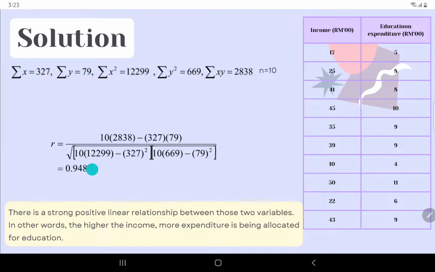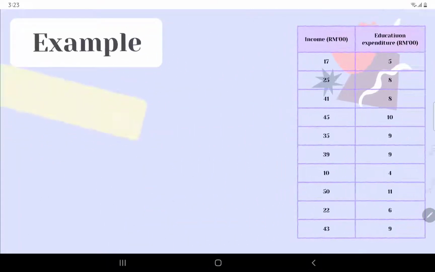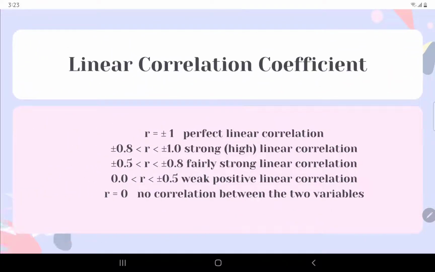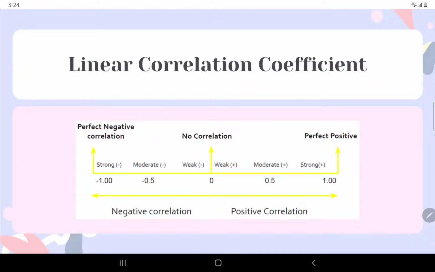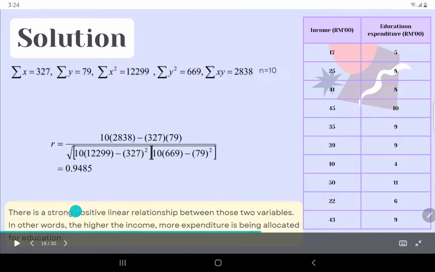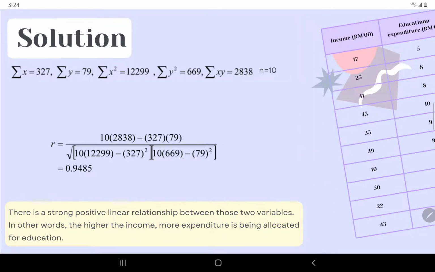Okay, kita tengok 0.94 tadi. Okay, 0.94 tadi kat sini. Okay, dia adalah strong positive linear relationship. Okay, so kat sini strong positive linear relationship. Okay, next slide.